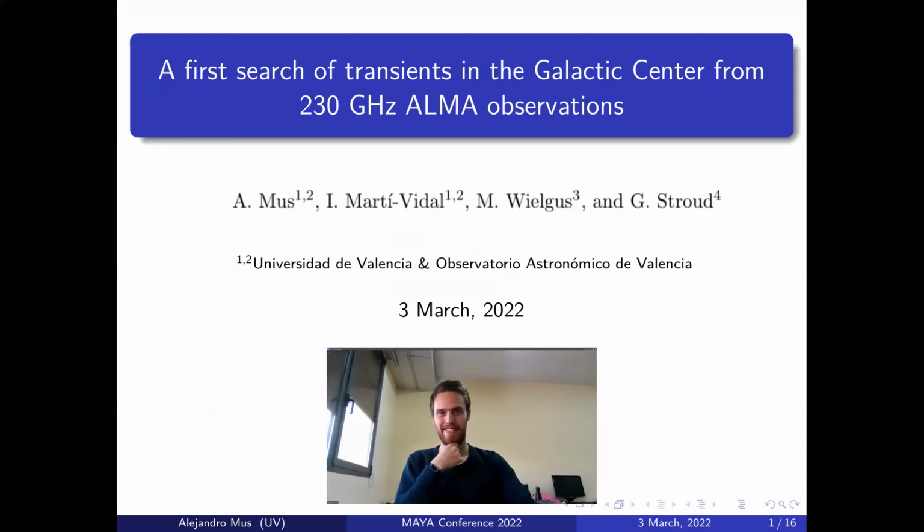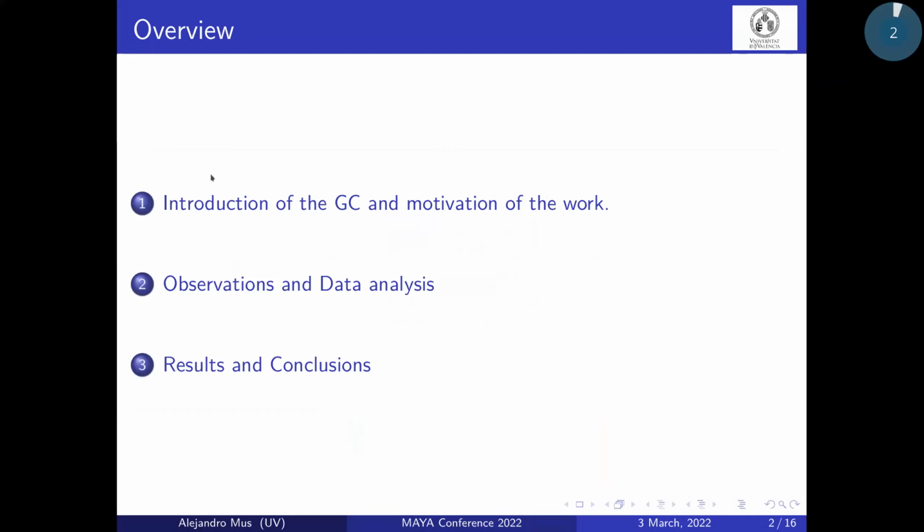Hello, everyone, and as Sebastian said, I will present you a first search of transients in the Galactic Center from 230 GHz ALMA observations during the 2017 EHT campaign. This is a very recent submitted paper, and I want to show you my results. First I will introduce the Galactic Center and the motivations: why it is interesting, and why we are looking for transients there. Then I will talk very briefly about the observations and the data analysis, and finally the results and the conclusions.